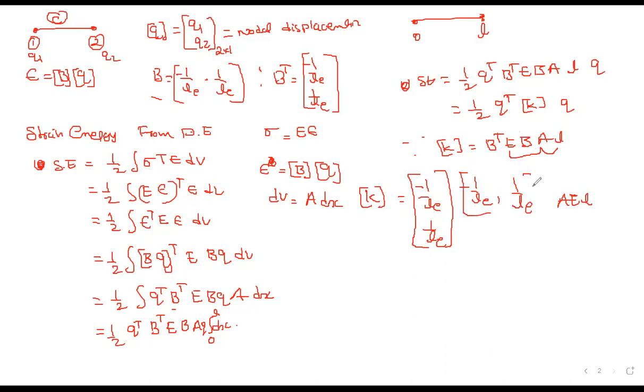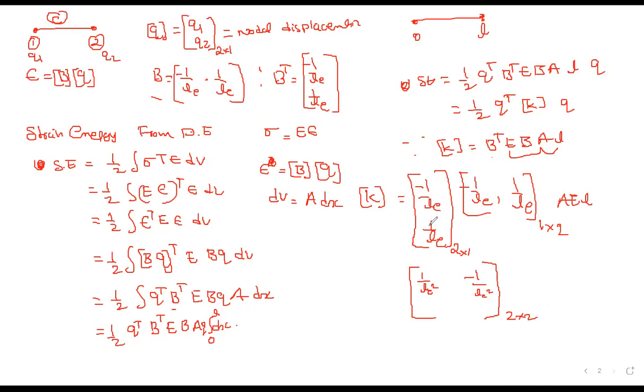So we only have to multiply B transpose into B. Here B transpose has two rows and one column, and B has one row and two columns. If you multiply 2 by 1 into 1 by 2, you're going to get a 2 by 2 matrix. Let us see what this 2 by 2 matrix is. Minus 1 by L into minus 1 by L gives 1 by L square. Next, minus 1 by L into 1 by L gives minus 1 by L square.